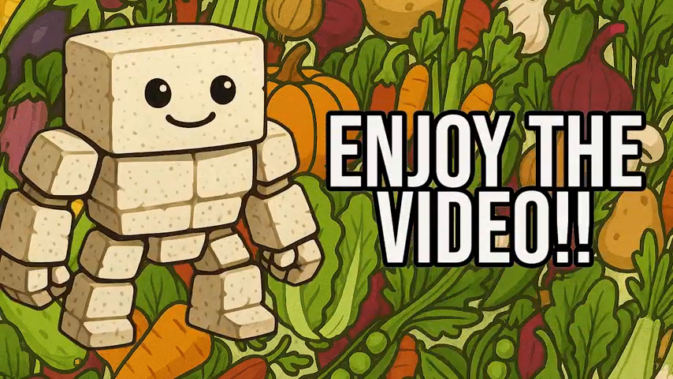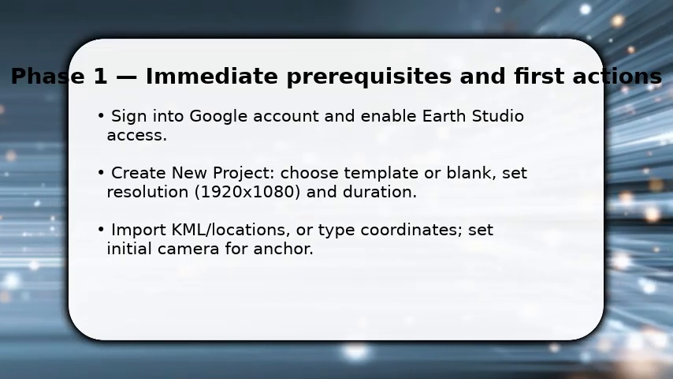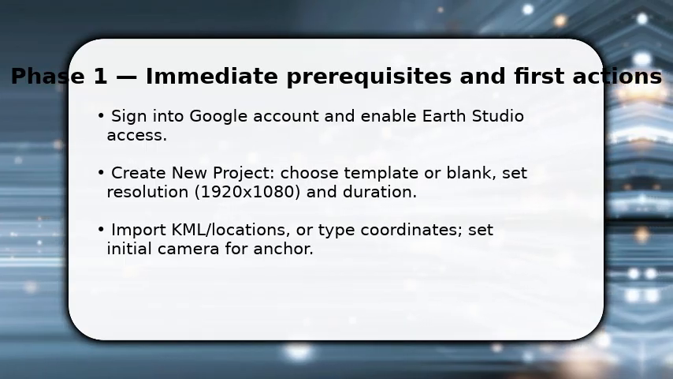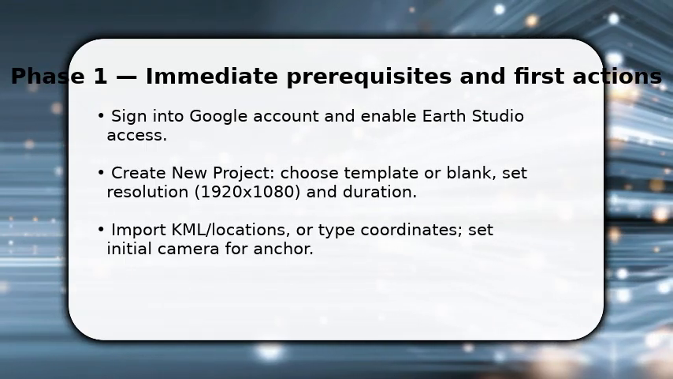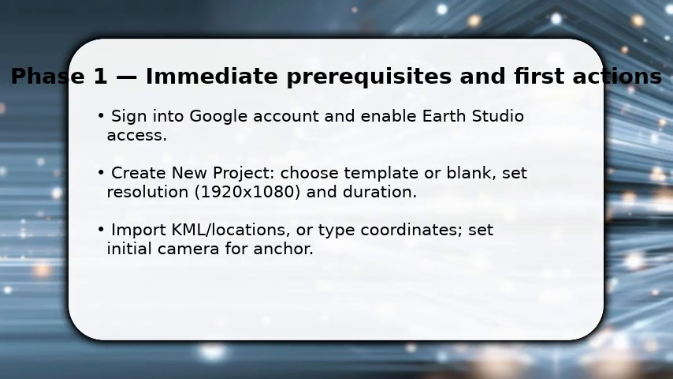Please enjoy the video. You already have Google credentials. Sign in and open Earth Studio. Create a new project and pick a template if you want speed, or start blank to control every move. Set resolution and duration, 1920x1080 and length that matches your edit.